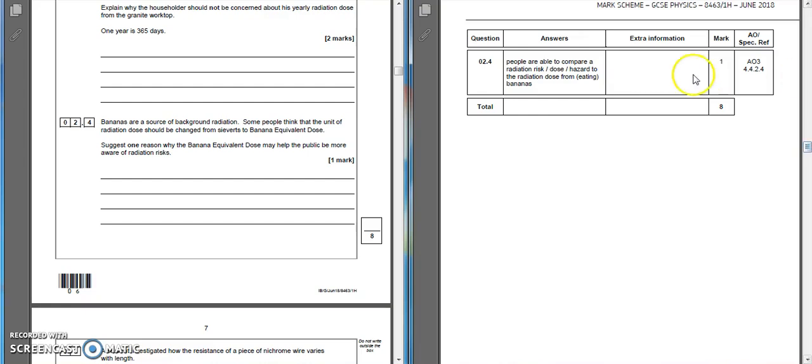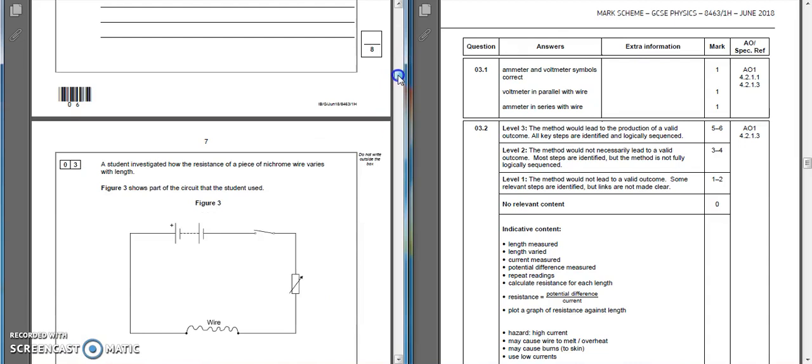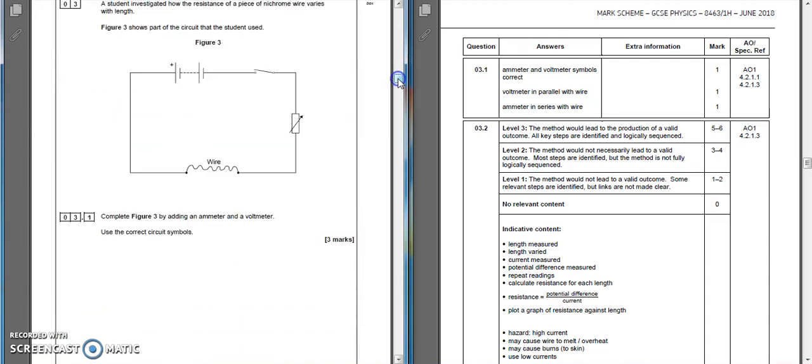So if you have a look at the mark scheme, people are able to compare the radiation risk of a banana or a dose to whatever it is that we're talking about, whether it's worktops or nuclear power stations or nuclear testing. So flying on to question 3, this one should be nice and familiar to you.